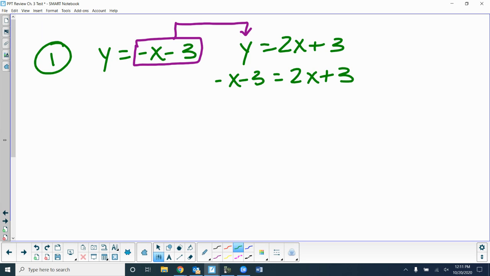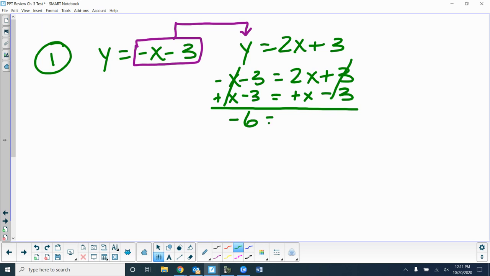So I'm going to add x to get the x's together. And I'm also going to take this 3 on the right over, because I know I'm going to have to take it over there anyway. So I'm doing just two things at the same step. So that's a negative 6 and a 3x. Divided by 3, I get x is negative 2.